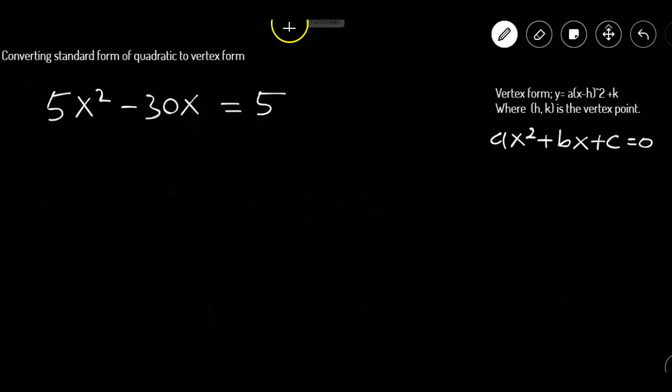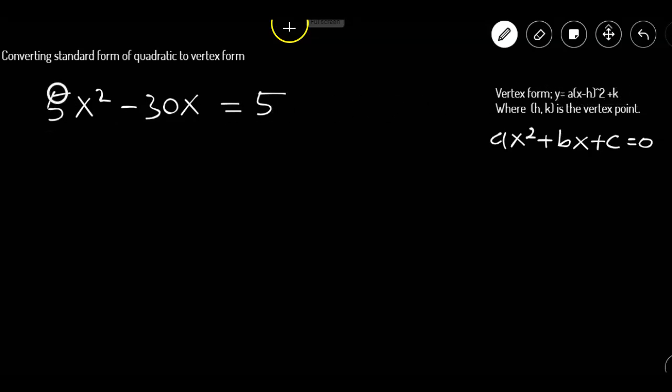Okay, so if we have this one here, 5x squared minus 30x equals 5. This is a little closer to the standard form. For it to be a standard form, the right hand side has to be 0. It's not like that, but it looks very close to a standard form, but they want us to rewrite this into vertex form. So let's go. As I said before, we can use completing the square, which will help us get into the vertex form.